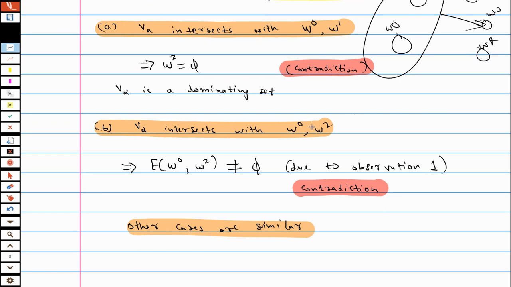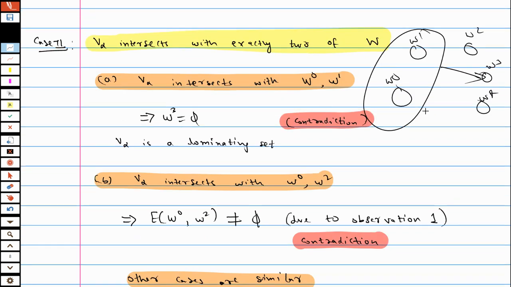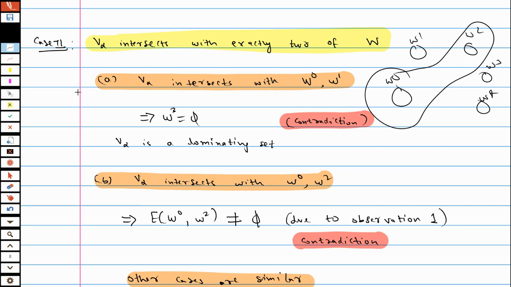Now let's say V alpha intersects with W0 and W2 only. Now we can use observation 1 here. All of the V alphas are in here, right? Let's define X equal to W0 intersection V alpha. Then how will you argue? No, no, this is different. Why not W3? Because W3 is adjacent to W2.